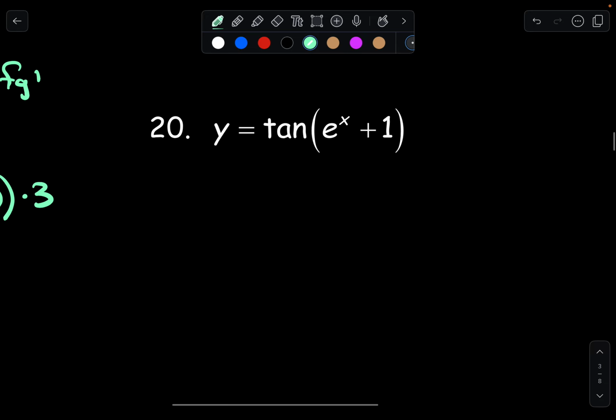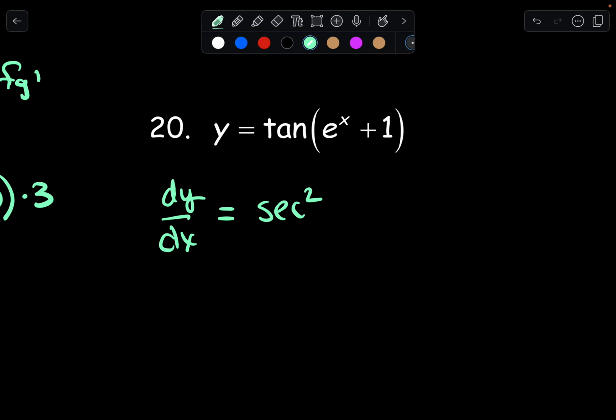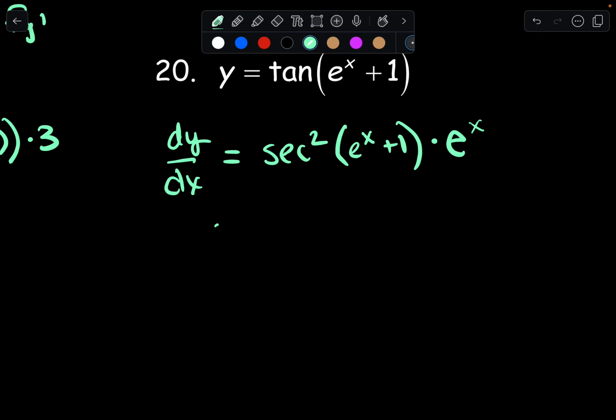All right, number 20, we have y is equal to tan of e to the power of x plus 1. So we have another chain rule. So dy dx, take the derivative of the outside. The derivative of tangent is secant squared. So we already took a derivative, therefore the inner function will stay the same, taking the wrapper off the lollipop. And now you will differentiate the inner function. So the derivative of e to the power of x plus 1 will just be e to the power of x. And just cleaning it up, it's just e to the x times secant squared of e to the x plus 1.